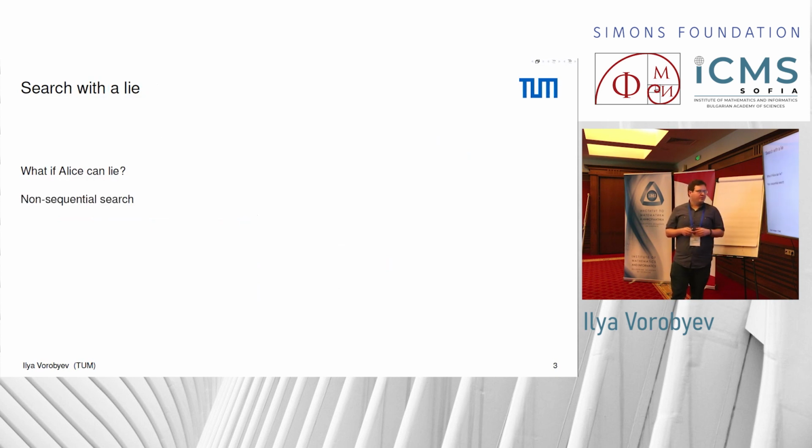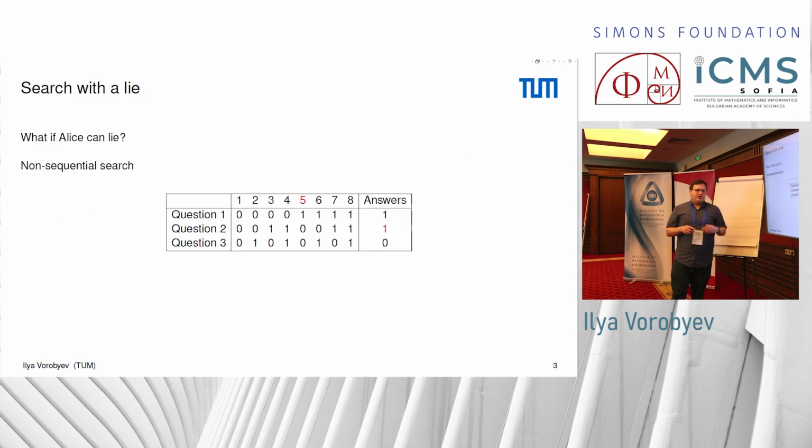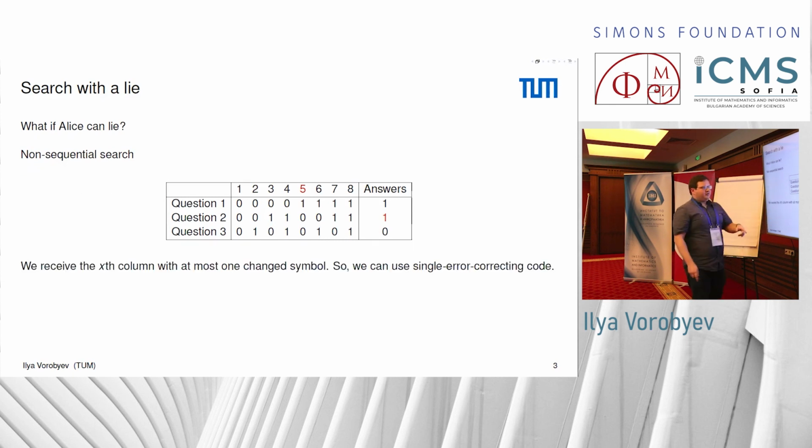Okay, let's start from non-adaptive or non-sequential search. If we again use this matrix representation, then let's say the number 5 was chosen. So those were the questions. But for the answers now, we can have one error here. If Alice can lie 1 time, we can have 1 error. So basically, instead of this column, we receive the same column, but some number of symbols is changed. If Alice can lie 1 time, then 1 symbol is changed.